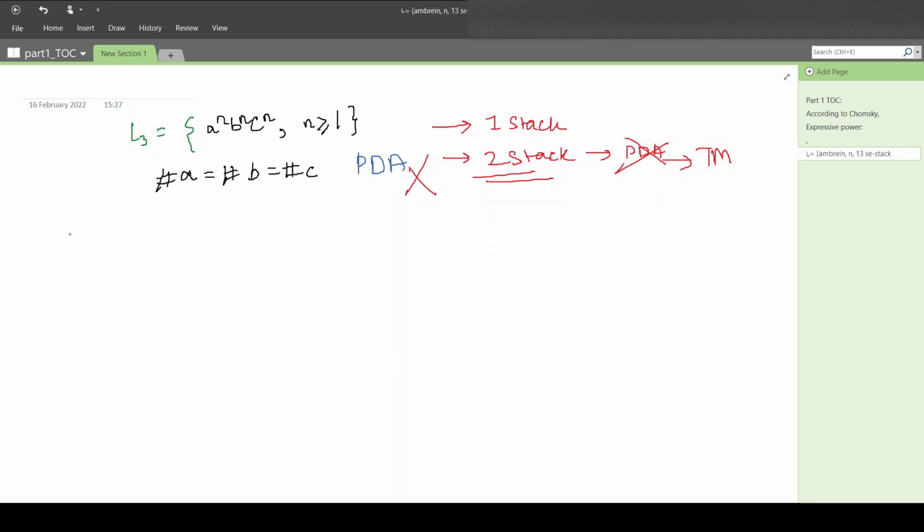And so here we came to know what a Turing machine is. Turing machine is PDA plus one stack, and PDA plus one stack means two stacks plus one finite automata. So let's see how it is happening.